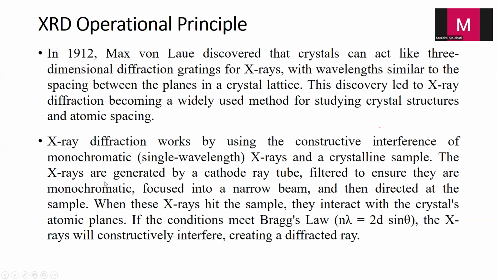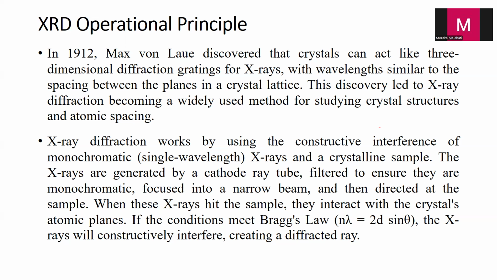All right. So the X-rays are generated by a cathode ray tube, filtered to ensure they are monochromatic. Because this monochromatic light is very important, since it reduces the interference and simplifies the analysis. So it makes sure that the measurements are accurate and consistent.